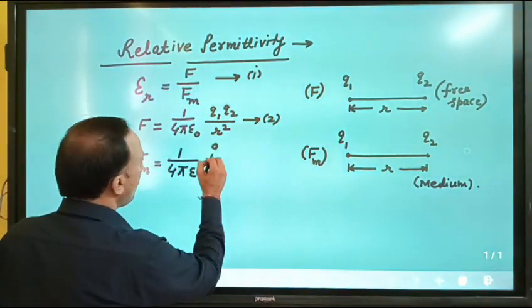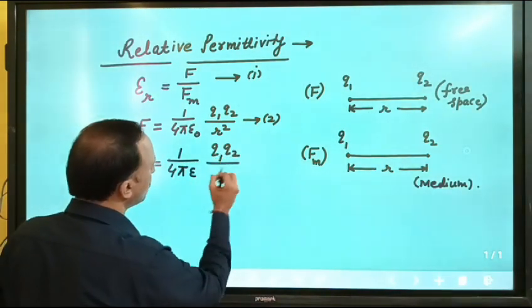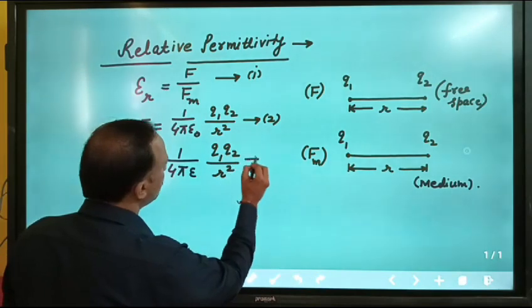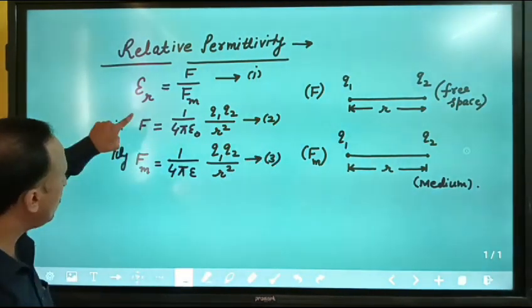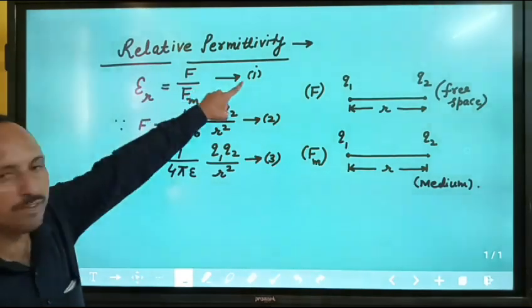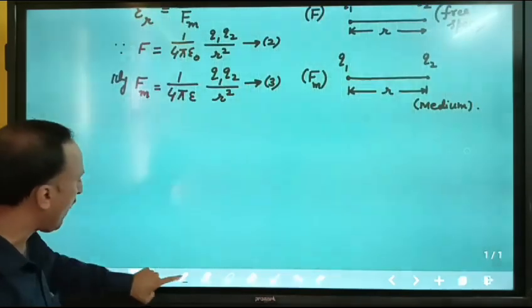So this is Fm = 1 upon 4 pi epsilon, product of the magnitude of charges divided by distance square. This is my equation number 3. I need to take the ratio of these two as given by the statement. So while I am taking the ratio of these two, what am I getting?